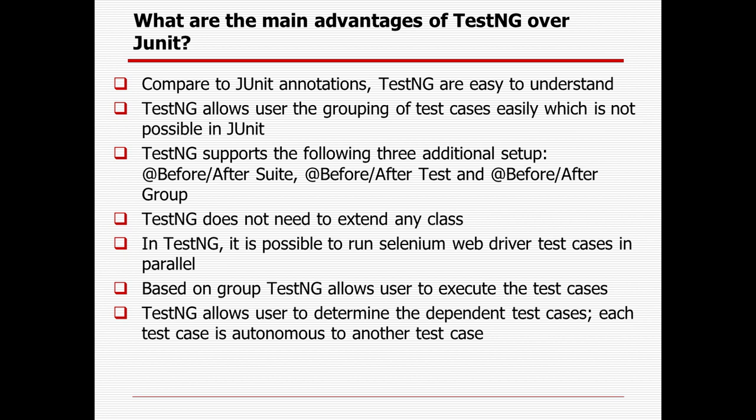In TestNG, it is possible to run Selenium WebDriver test cases in parallel. So parallel testing is possible, right? Cross browser testing is also possible in TestNG, which is not possible in other frameworks. Based on the group, TestNG allows the user to execute the test cases, whereas that group option is not available in JUnit. TestNG allows the user to determine dependent test cases. Each test case is autonomous to another test case, right? Which is not available in JUnit. So you can't make a test case dependent on another test case in JUnit. So that is the important advantage of TestNG over the JUnit framework.